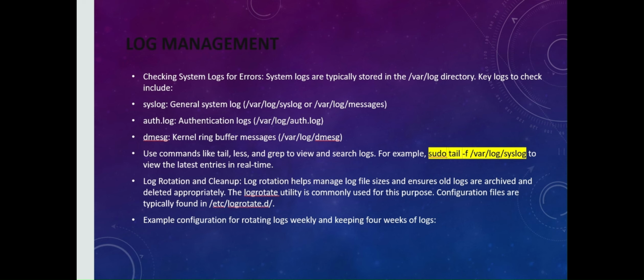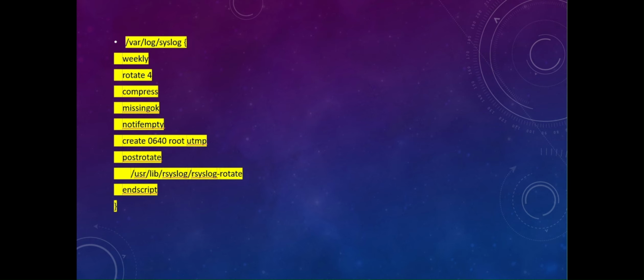Now, there's something called log rotation and cleanup. Log rotation helps manage log file sizes and ensures old logs are archived and deleted appropriately. The logrotate utility is commonly used for this purpose. Configuration files are typically found in /etc/logrotate.d. Example configuration for rotating logs weekly and keeping 4 weeks of logs.